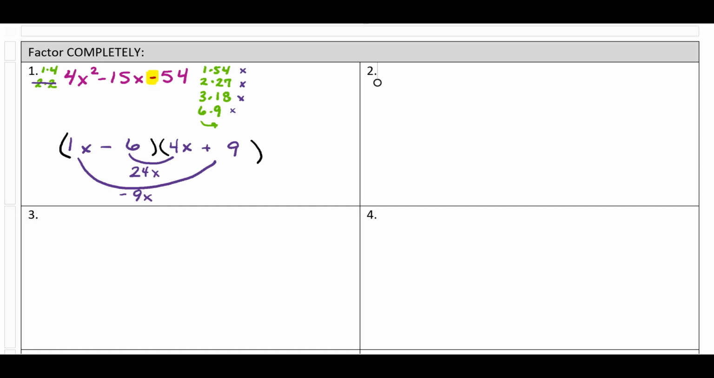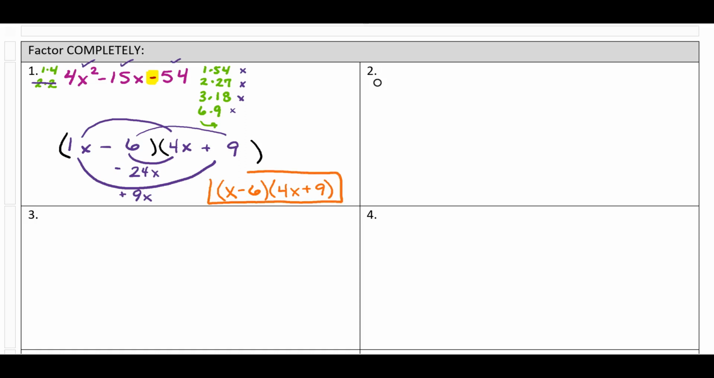So now let's see. Negative 6 times 4 is negative 24x. 1x times positive 9 is positive 9x. And that is going to add up to negative 15x. So I'm just going to double check. 1x times 4x is 4x squared. Check. Negative 24x, positive 9x is negative 15x. Check. And 6 times 9 is negative 54. Check. So my answer to this problem is x minus 6 times 4x plus 9.